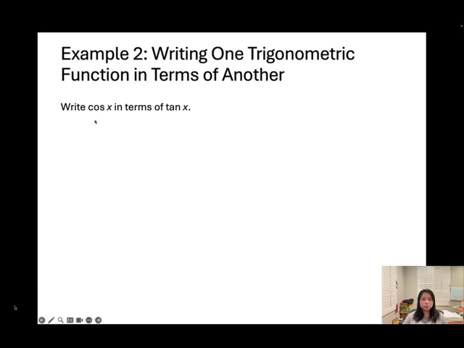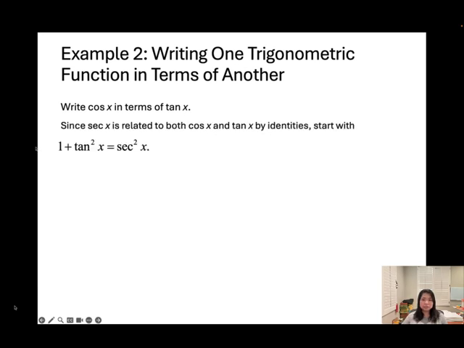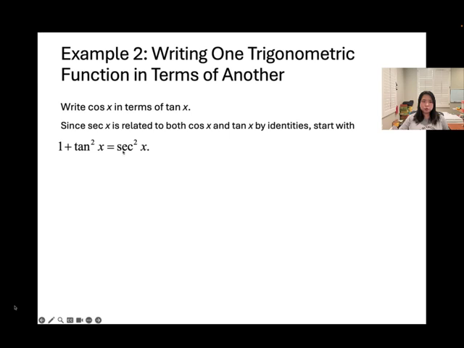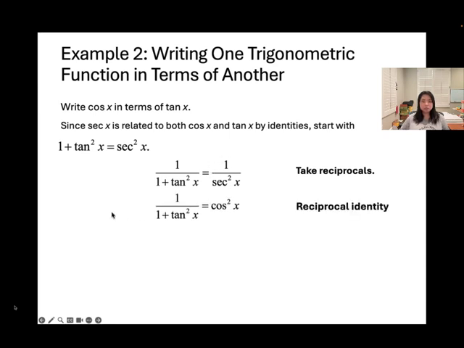Example 2, write cosine x in terms of tangent x. Okay, we could think about the identity. We don't have the cosine here, but you know cosine x is equal to the reciprocal of secant. Okay, so we could flip it, take the reciprocal for both sides. And then 1 over secant, that will be cosine, right?